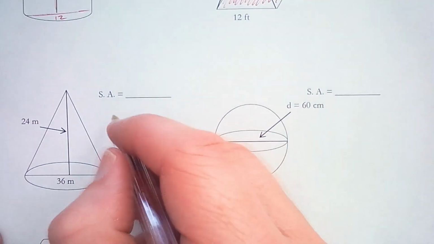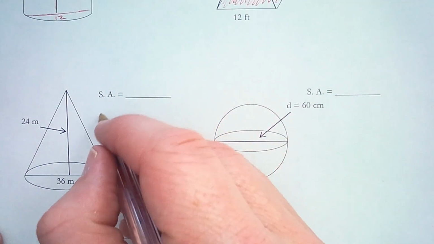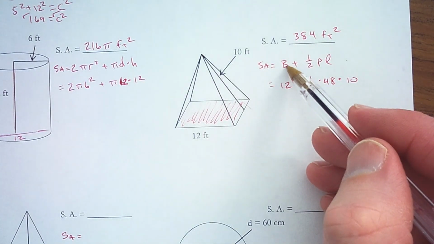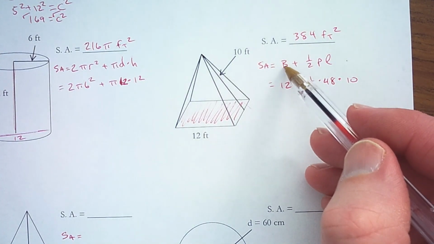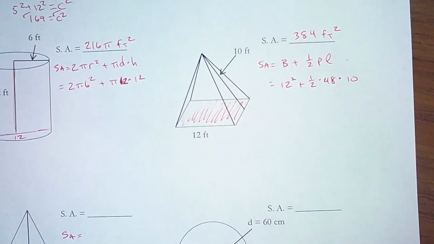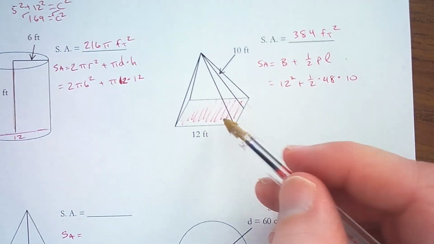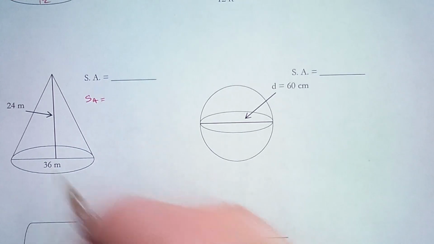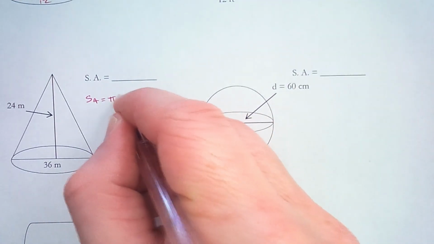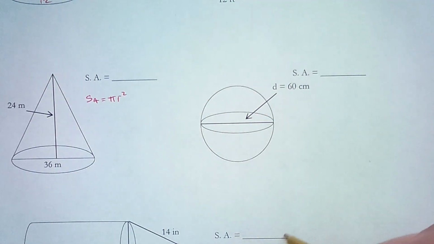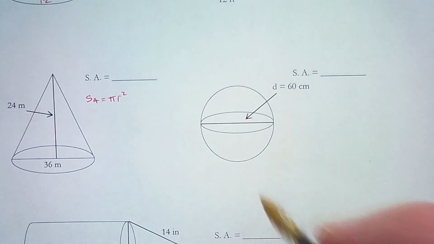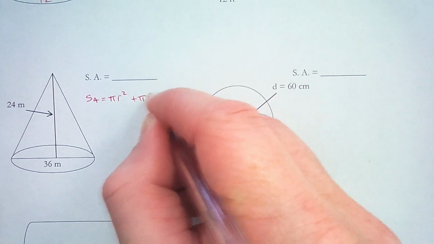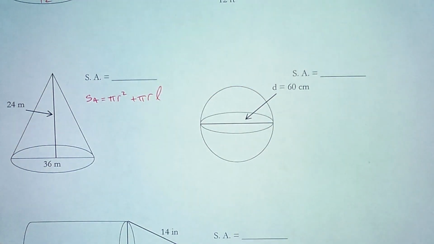Next we have a cone. For a cone, it's very much like a pyramid, except that the capital B here for base is always going to be a circle. In a pyramid, it doesn't have to be any particular shape. Any polygon will do. In a cone, it's always a circle, so one base is pi r squared. Then 1/2 times perimeter times slant height is 1/2 of the circumference, which is the same as pi r times the slant height.